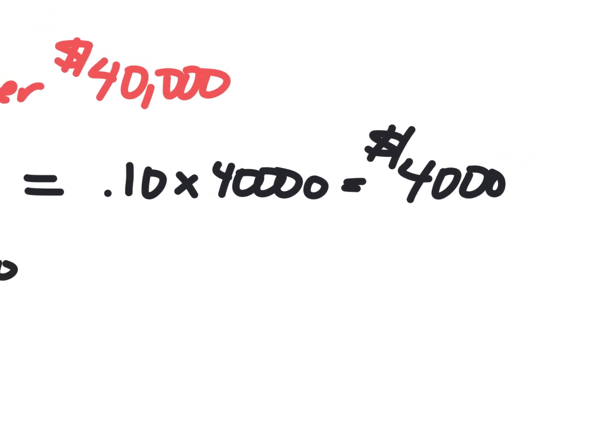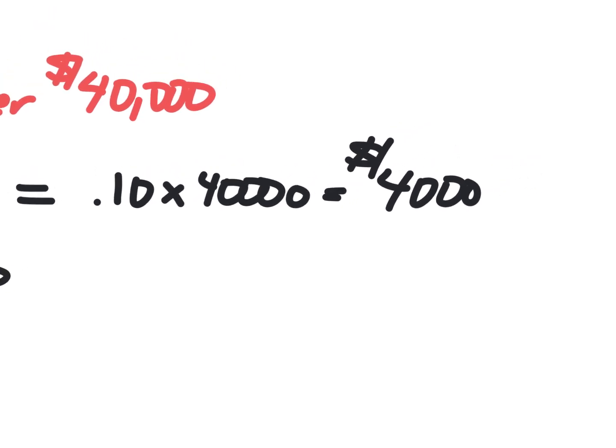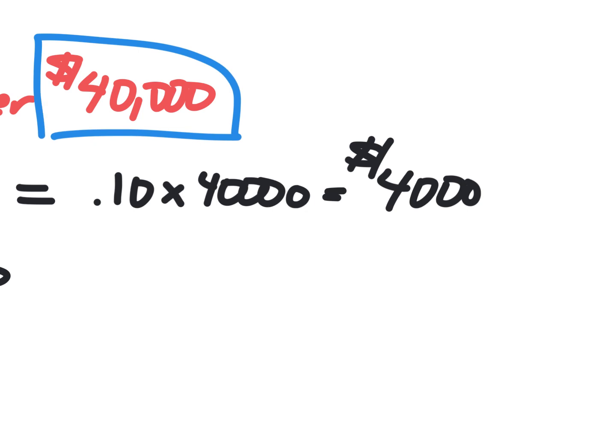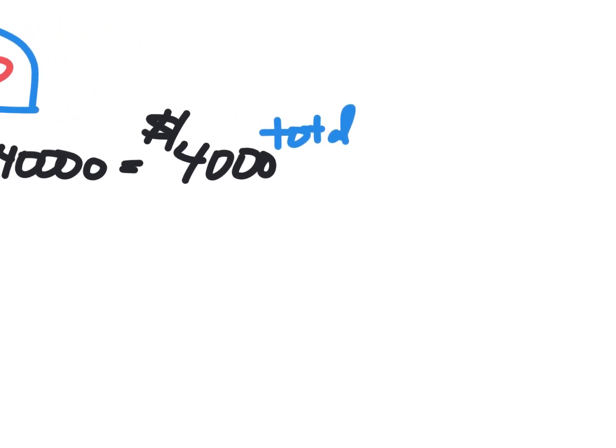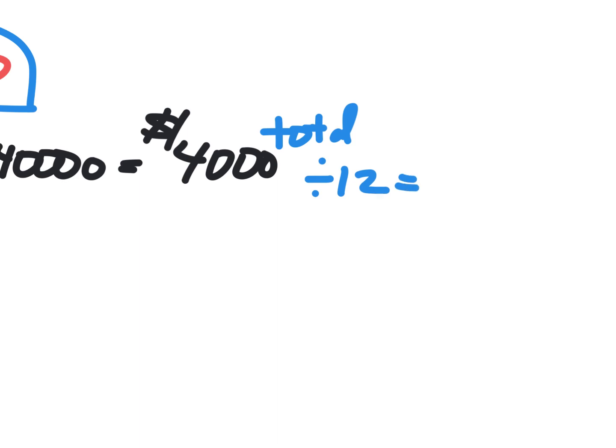Think for a second. Do you think that means you can spend $4,000 per month? No. You only make $40,000 per year. How could you spend $4,000 per month on the thing? That's $4,000 total that you can spend. So then what if you want to make it monthly? What do you have to do? Got to divide by 12.